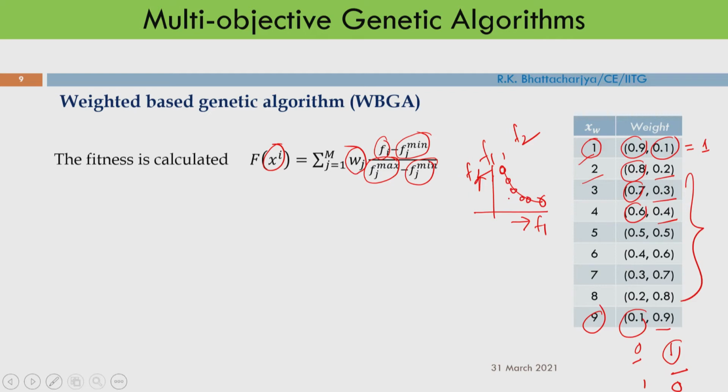So, depending upon how many solutions you want on the Pareto front, you can choose the number of solutions, and that way you can define the weights. In this case, you are not only getting the extreme values, that means maximizing f 1 or maximizing f 2, you are also getting the other solutions.